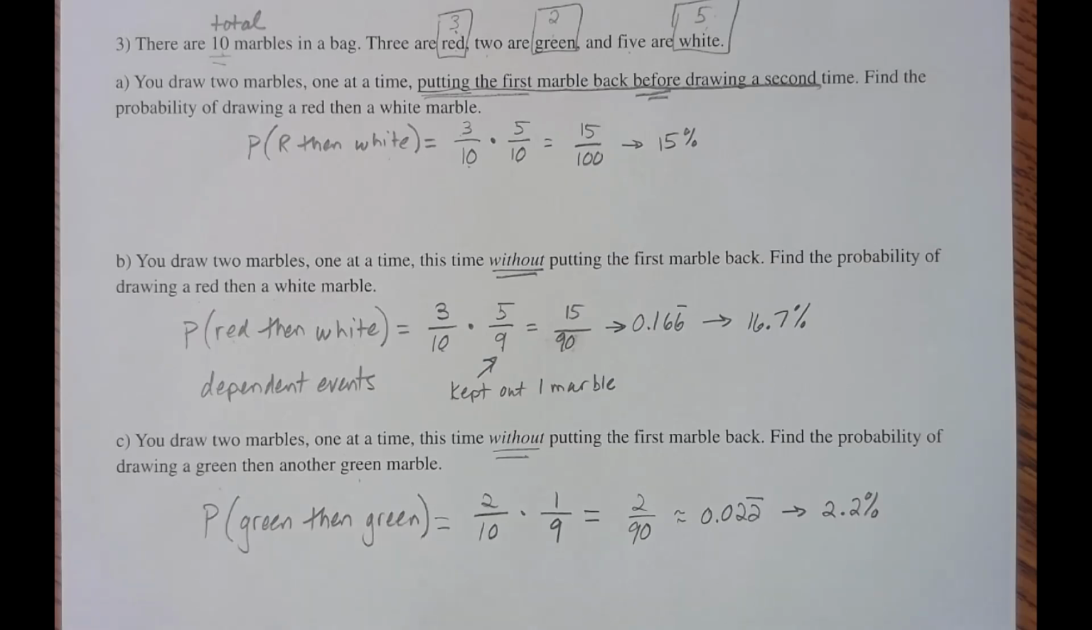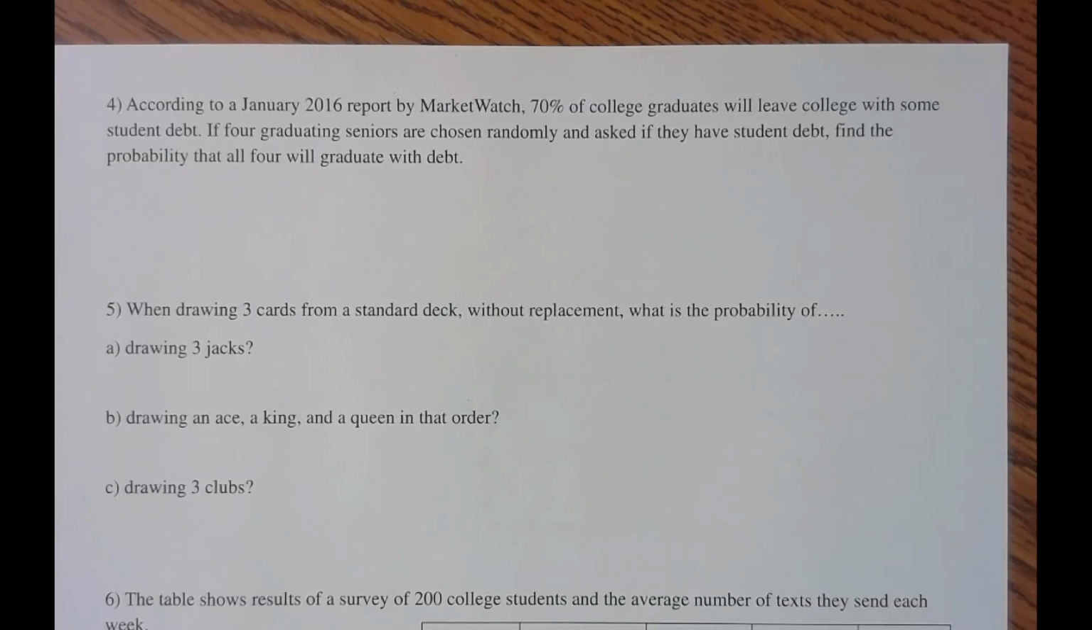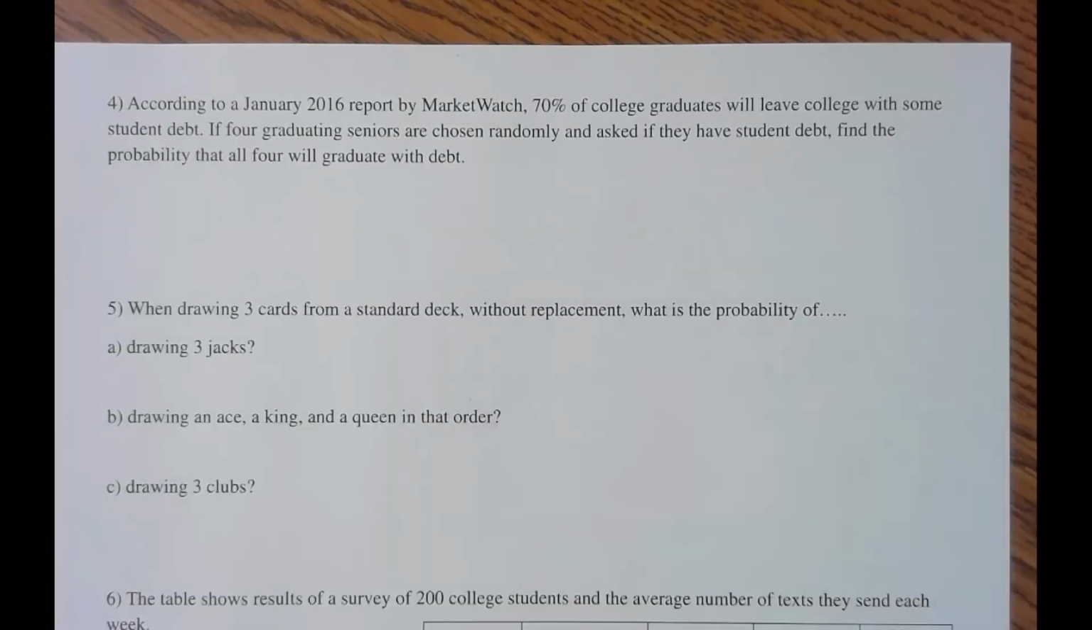All right, let's take a look at a few more examples. Something a little more real life. According to a January 2016 report by MarketWatch, 70% of college graduates will leave college with some student debt. It might be more than that now, but for now, that's what we're going to go with. If 4 graduating seniors are chosen randomly and asked if they have student debt, find the probability that all 4 will graduate with debt.